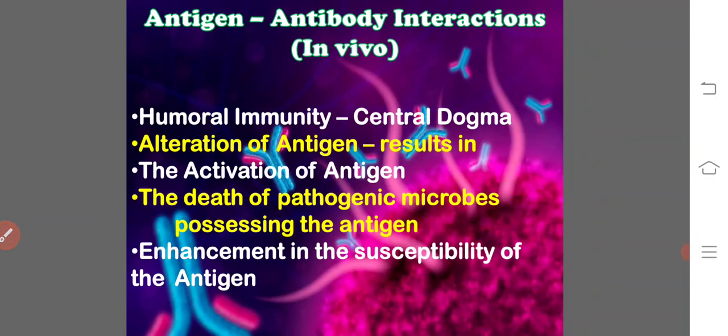And coming to the antigen-antibody interactions in vivo. This is the main source, otherwise the central dogma, for humoral immunity. The interactions between the antigen and antibody are the central dogma of antibody mediated immunity, that is humoral immunity, inside the body of the host. As a result of these interactions, the antigen is altered. That may result in the inactivation of the antigen, the death of pathogenic microbes possessing the antigen, and there will be enhancement in the susceptibility of the antigen also.